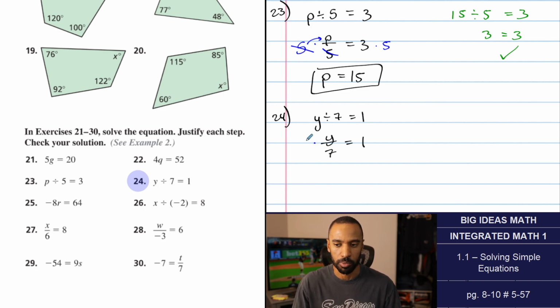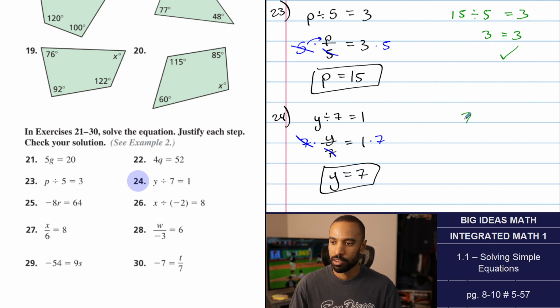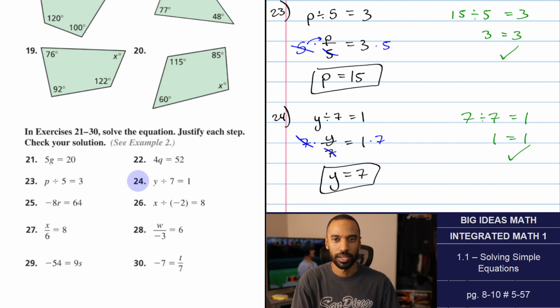You get to multiply to get this by itself, and I think people like to multiply in their calculations more than they get to divide. So 7 over 7 is 1. You get y equals 1 times 7, which is 7. We'll check that out. Does 7 divided by 7 equal 1? Hey, yeah! 1 equals 1, and that's good enough for me.